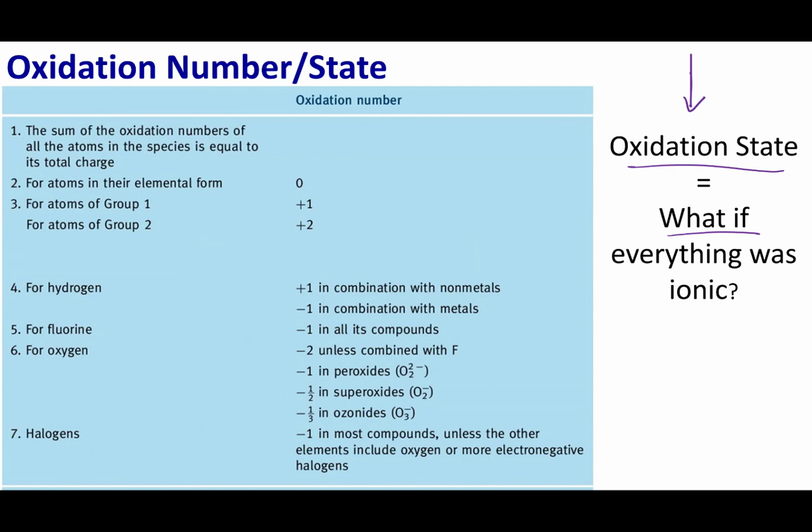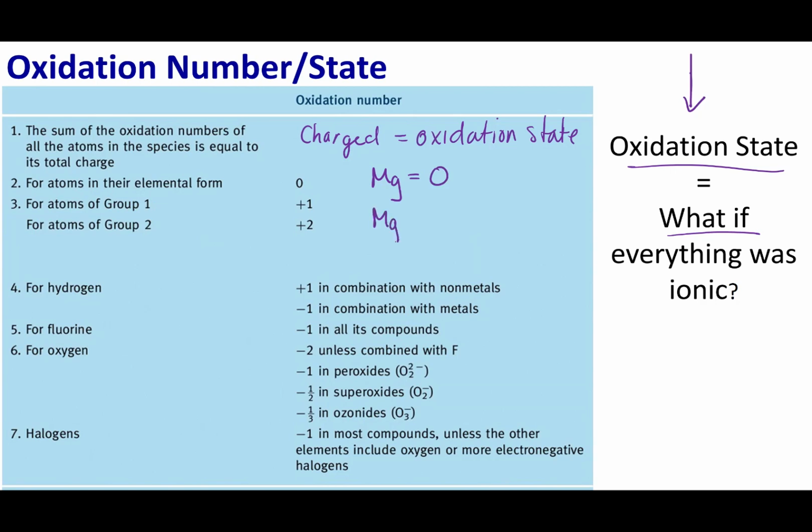So let's go through some basics of these rules. The first rule says that the sum of the oxidation states equals the total charge of that compound. An easier way to say this is that if something is charged, then that is going to be its oxidation state. For example, in that last example, I had magnesium. If I have magnesium and it's neutral, the oxidation state is 0.